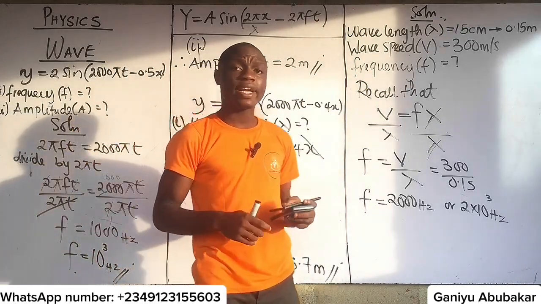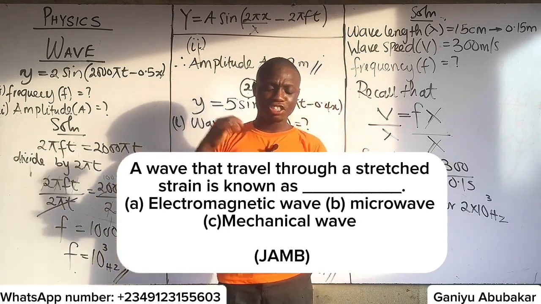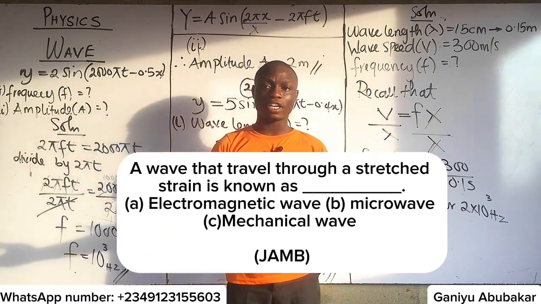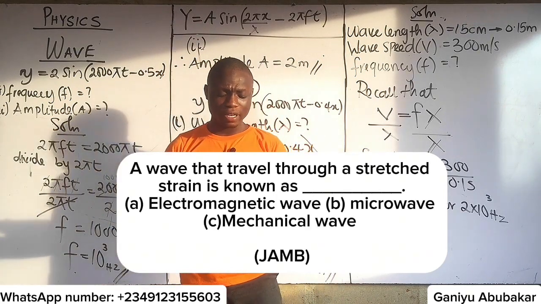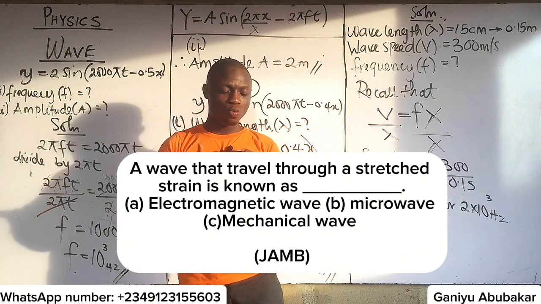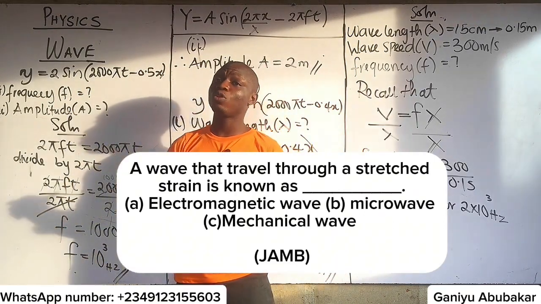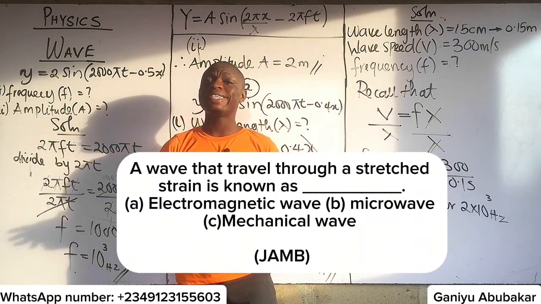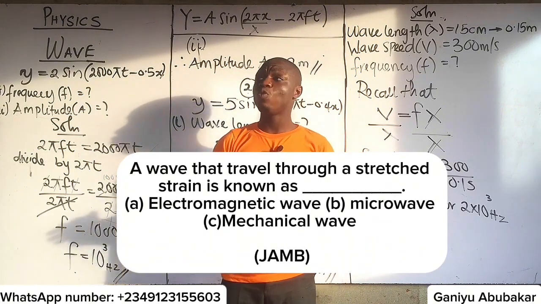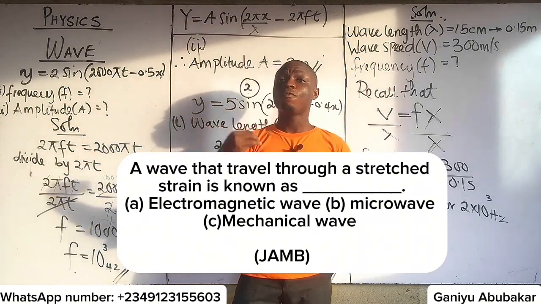All right, let's take example 4. Example 4 says a wave that travels through a stretched string is known as dash. A. Electromagnetic wave. B. Microwave. C. Mechanical wave. Which is the answer? When we were discussing mechanical waves, I said the examples of mechanical waves are simply water waves. We say mechanical waves are waves that require a material medium for their propagation.